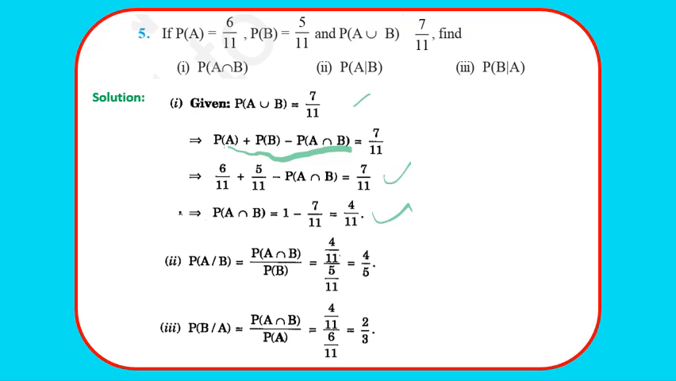Next is P(A|B). Using the formula, P(A|B) equals P(A ∩ B) upon P(B). So putting the values, we get 4 upon 11 divided by 5 by 11, that is 4 by 5. Third, we have to find P(B|A). Using the formula, P(B|A) equals P(A ∩ B) upon P(A). So putting the values, we get 4 upon 11 divided by 6 upon 11, that is 2 upon 3. Clear? So pause and note down the solution.